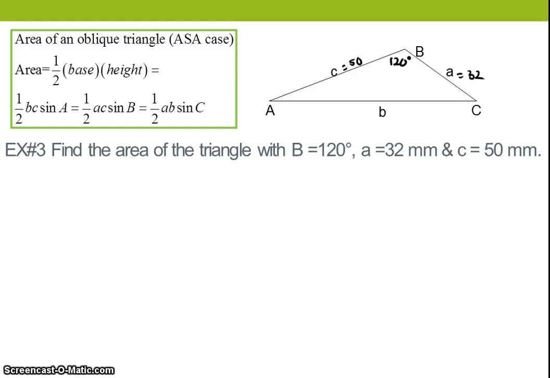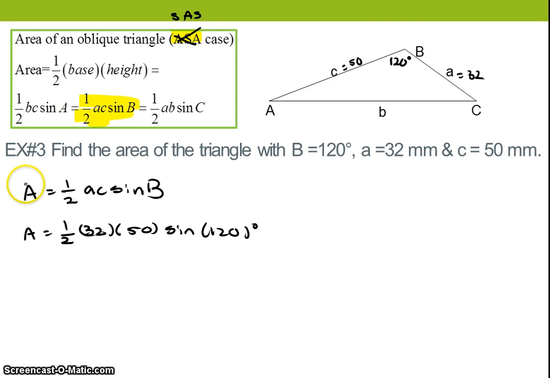Okay, this next example is finding the area with the SAS case. And so there's 3 different formulas. Essentially, you use the one based on the angle you're given. I am given, I say ASA, I mean SAS. Here is angle B, so I'm going to use this portion because that is the angle that I'm given, angle B.